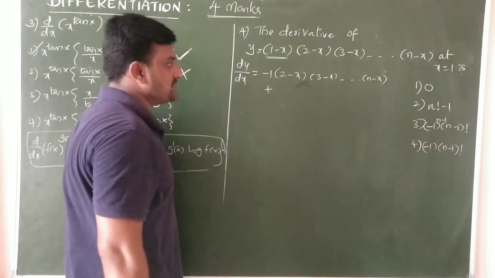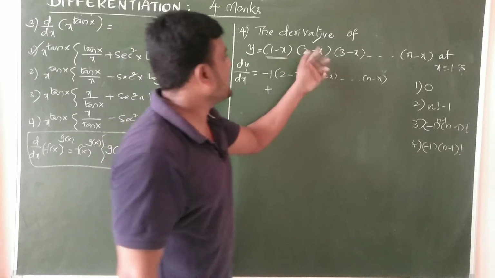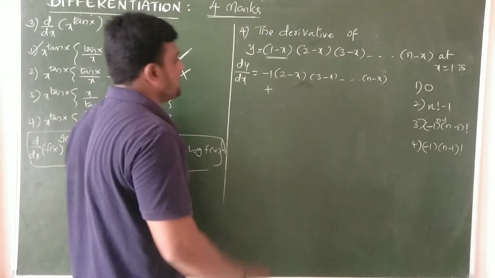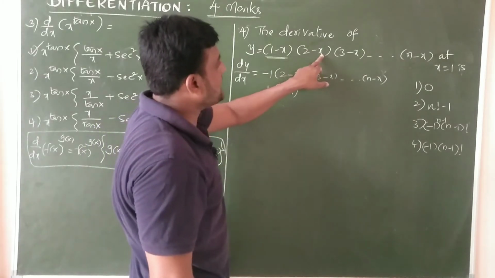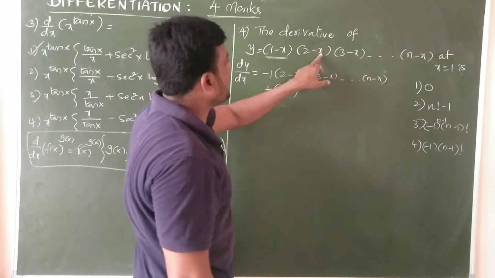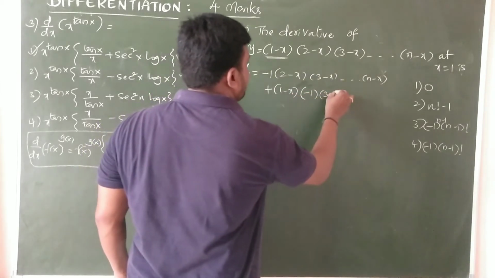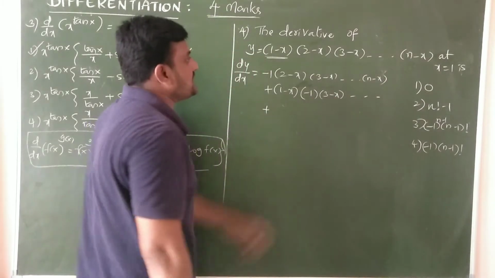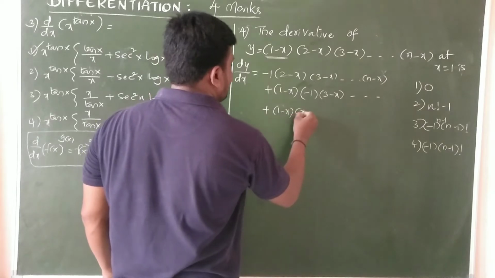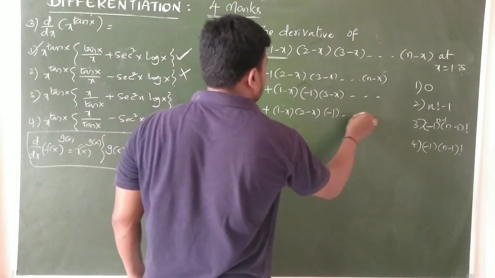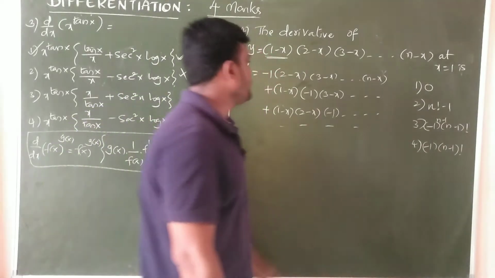Now in the second term, in the second term the second one's derivative is: (1 minus x) into what, (2 minus x). Here the derivative of 2 minus x should be minus 1. Okay, now (3 minus x) into plus. In the third term, the first one is as it is, the second one is as it is, the third one is minus 1. Okay, like this, and so on up to the nth term.